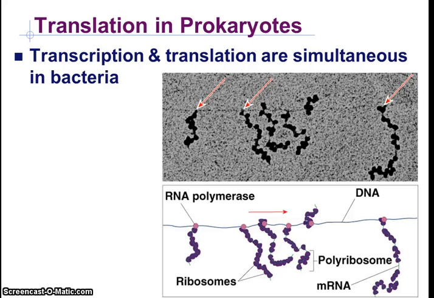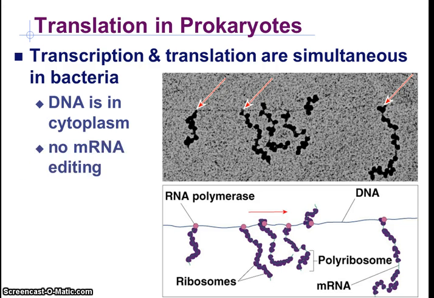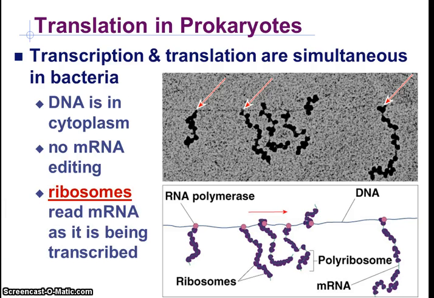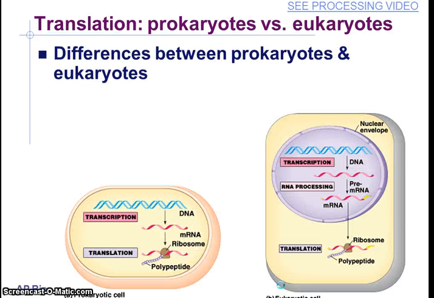They can actually go through, so here's the DNA, the polymerase, as it's making the RNA. DNA is already in the cytoplasm. We don't need RNA to be edited, and the ribosomes can read it. So there's ribosomes right on here. As mRNA is being made, ribosomes can start making the protein. It all can happen right there.